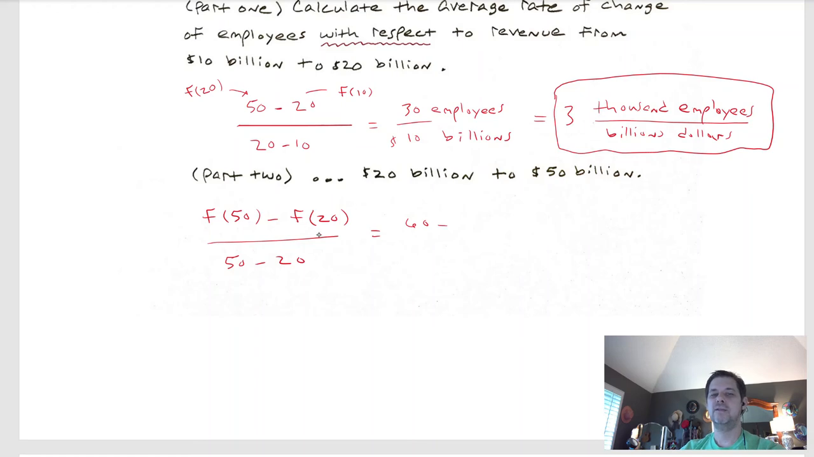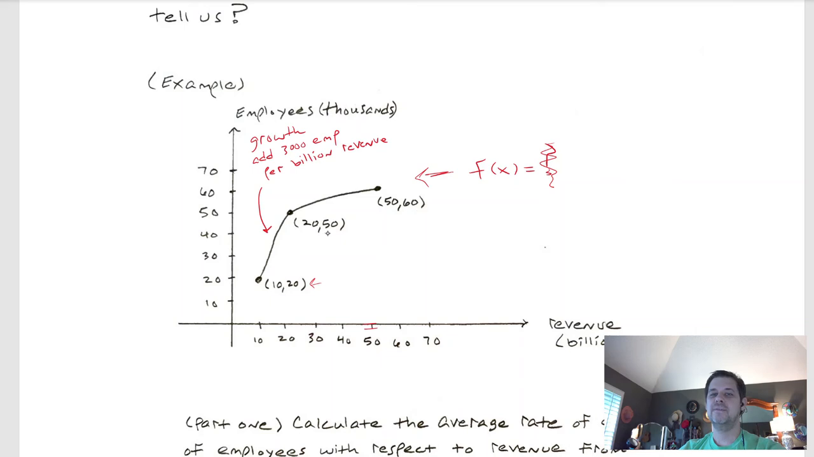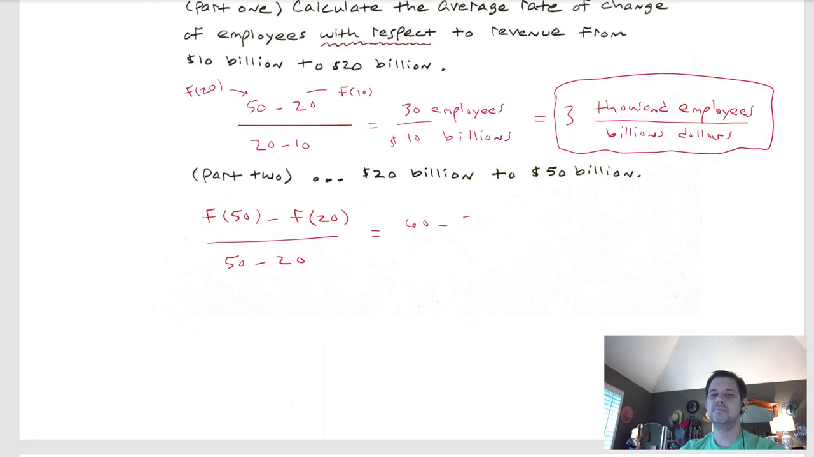And the y coordinate associated with the x coordinate of 20 is 50. All right, so I get 60 minus 50 over 50 minus 20. Okay, so that then is 10 over 30, right? 50 minus 20, 60 minus 50. Now here we can do some rounding. That's about 0.3 with some rounding.